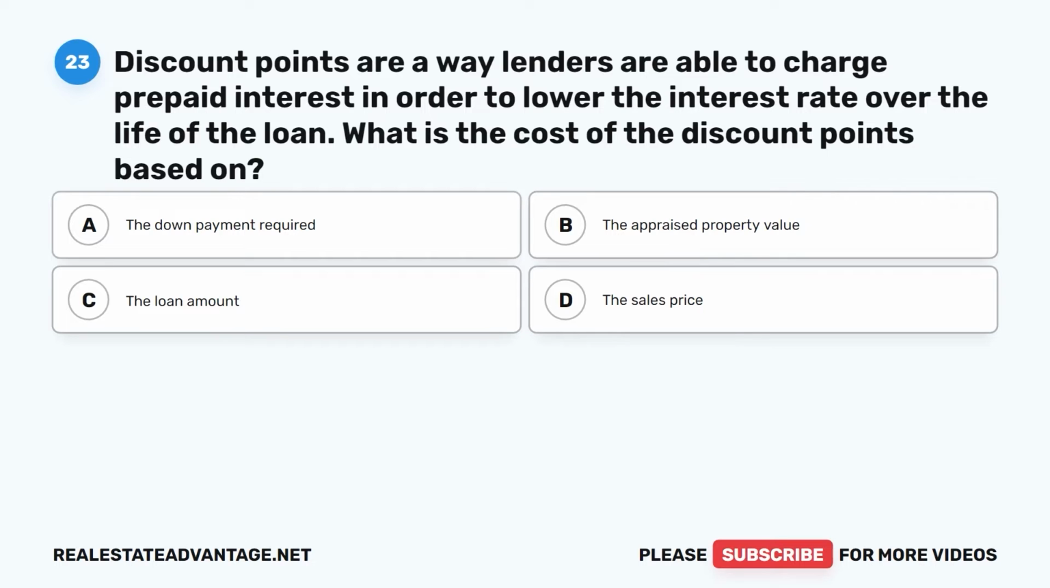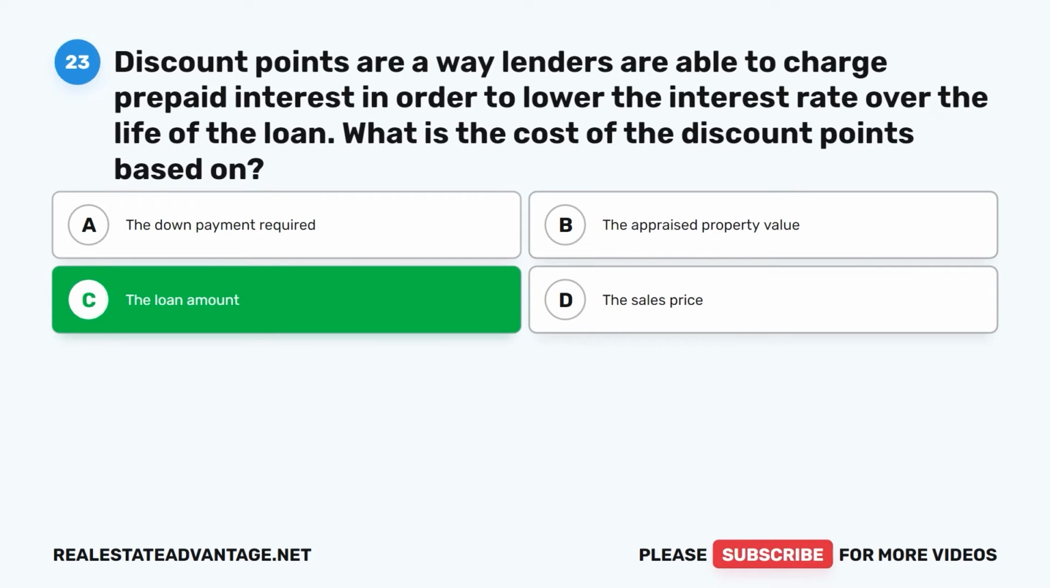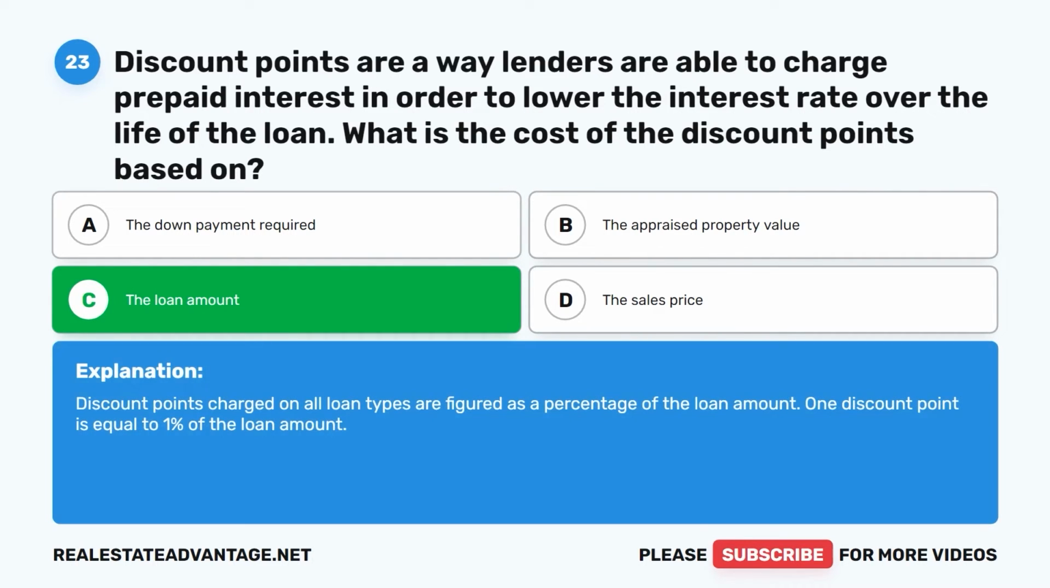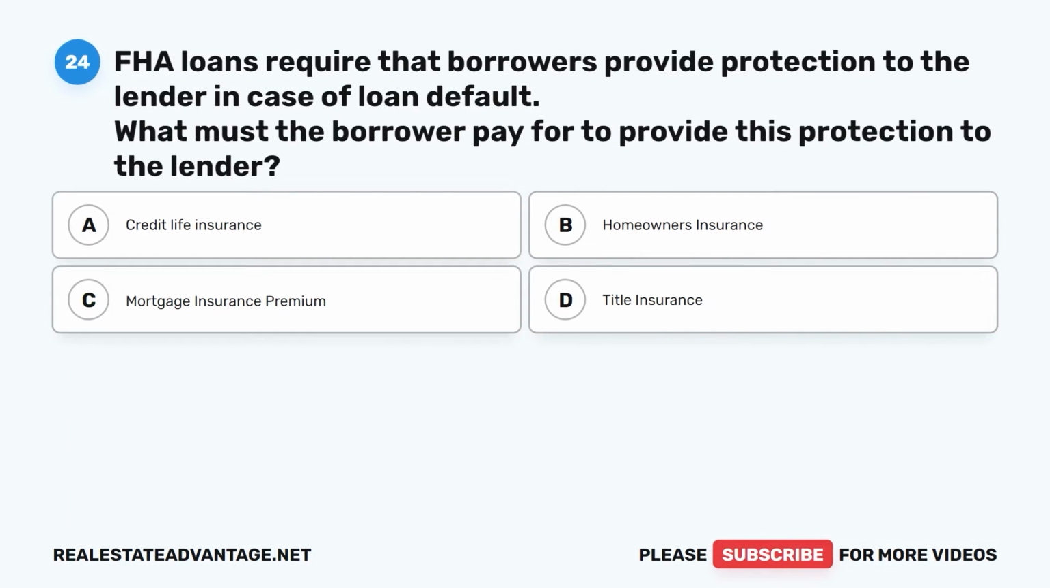A. The down payment required. B. The appraised property value. C. The loan amount. D. The sales price. The correct answer is C. The loan amount. Discount points charged on all loan types are figured as a percentage of the loan amount. One discount point is equal to 1% of the loan amount.